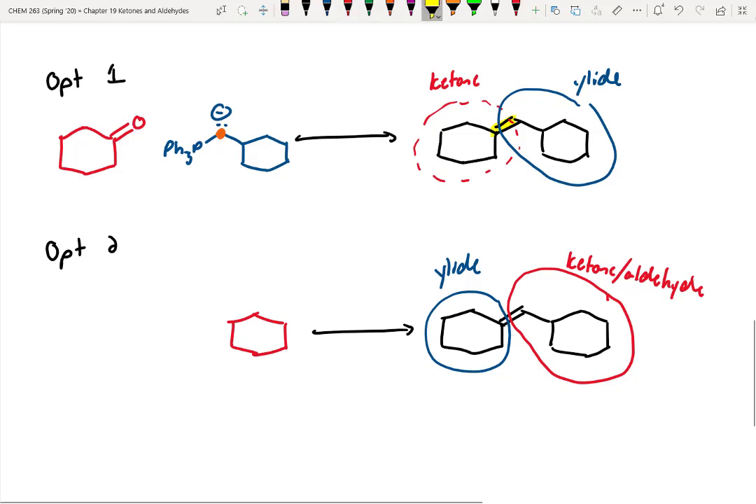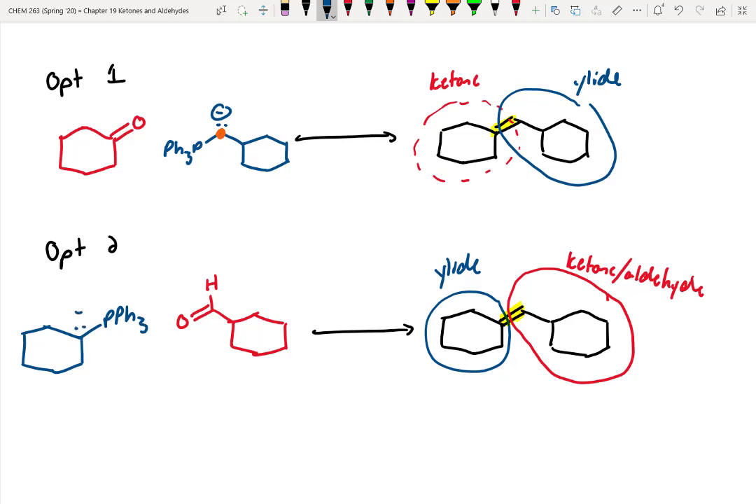And we can say, well, this used to be the CO double bond. So it must have looked something along the lines of this. So we must have had an aldehyde here and not a ketone. All right, let's take a look at what the ylide must have looked like. Okay, the ylide, if we count carbons, must have looked like this, right?